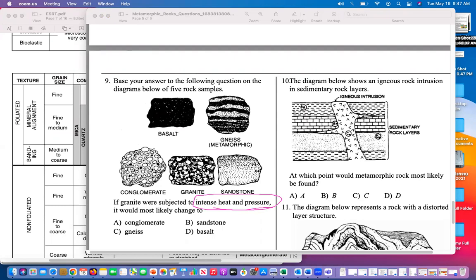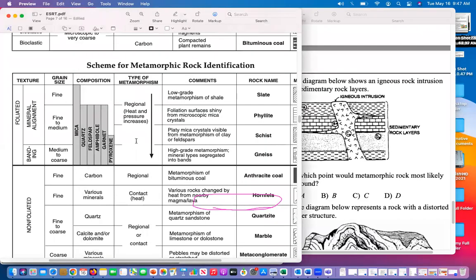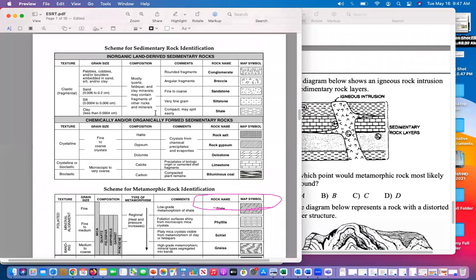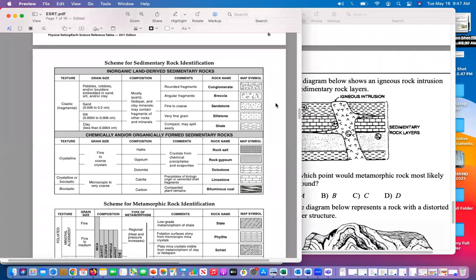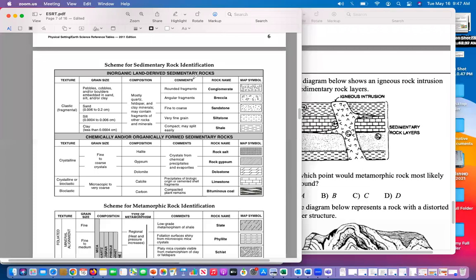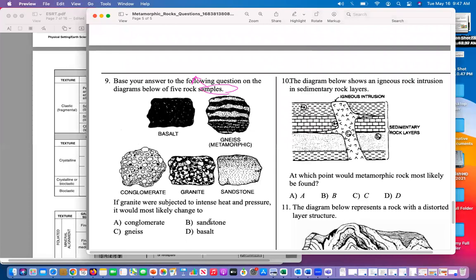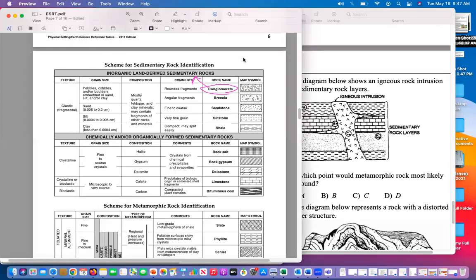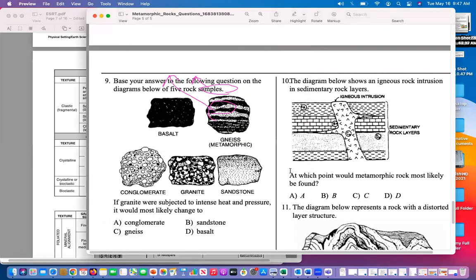Is conglomerate a metamorphic rock? Let's see. I see conglomerate right here. Conglomerate is a sedimentary rock. All right, let's see what else. Is sandstone a metamorphic rock? I see sandstone right here. Sandstone is also a sedimentary rock. Remember, if it goes through intense heat or pressure, it has to be a metamorphic.